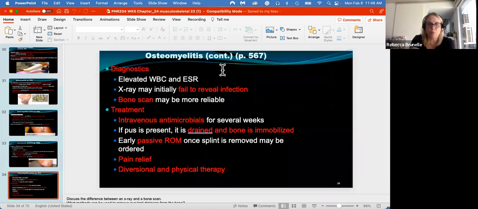We talked previously about this: if you have an elevated white cell count and an elevated sed rate, you're going to be leaning more towards osteomyelitis, because those inflammatory markers are elevated. You don't always see it on an x-ray, so it's not uncommon that if you're worried, they'll get a bone scan. One of the most important things you need to know about this is the treatment lasts for weeks. They almost always need a PICC line. Not only do they need antibiotics for an extended period of time, they need IV antibiotics. So they're going to get a PICC line and go home and get antibiotics for like 6 to 8 weeks.